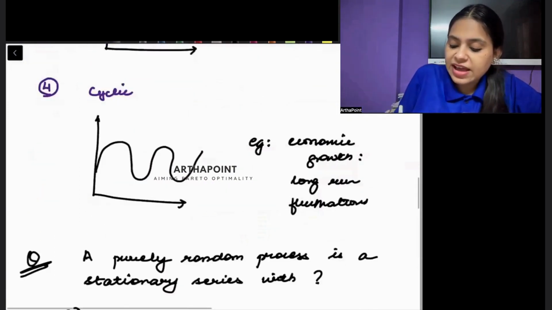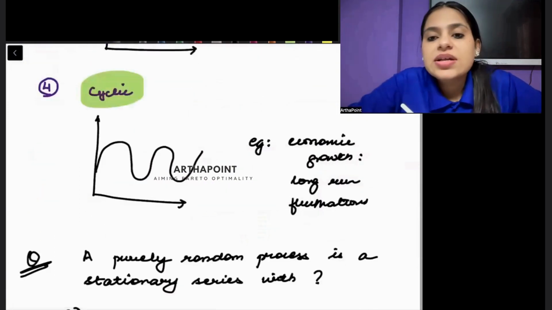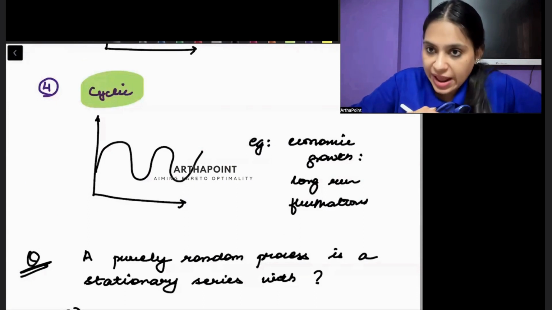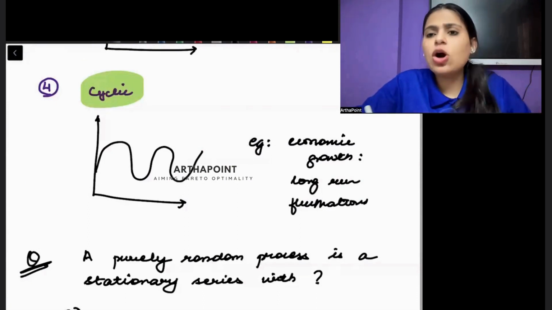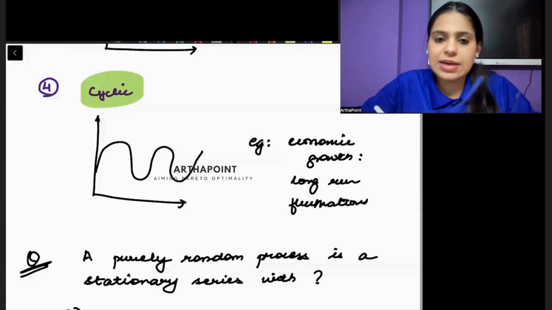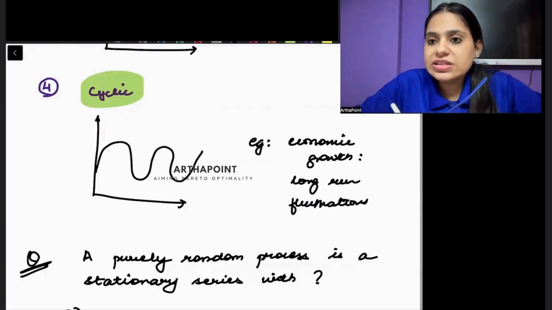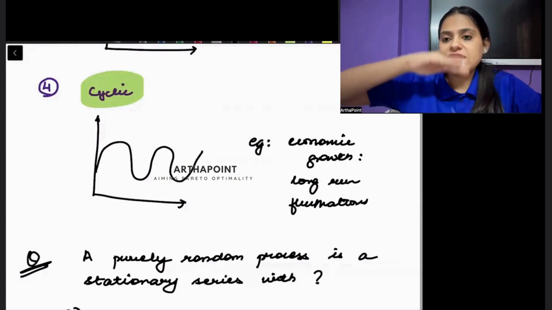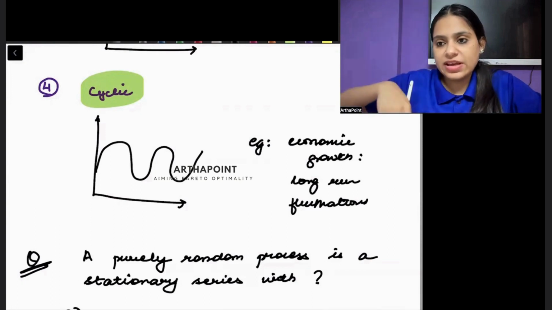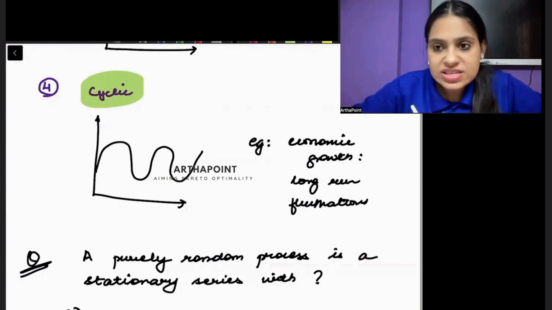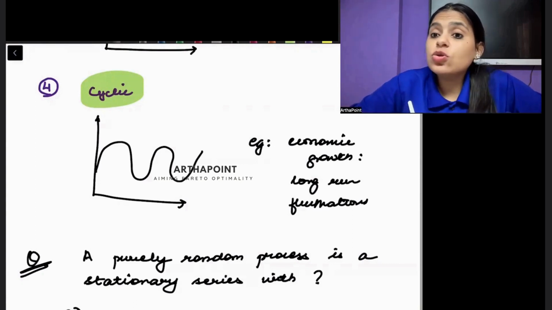Then the third one that we have, that is a cyclic movement. The cyclic movement is something that happens periodically but not in a very short period of time. Just for example, we know the typical economic cycle. In the economic cycle we have boom and then we have recession, depression, and then boom and then recession, depression, boom. So we know that this will take place, but we don't know the period.